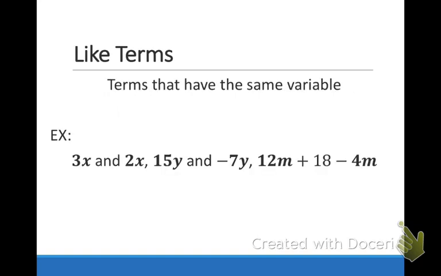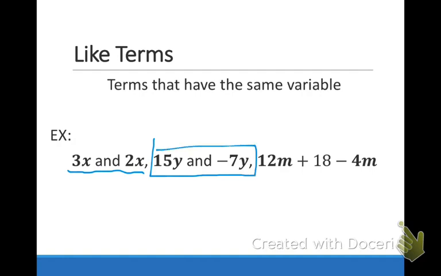We also have the vocabulary word like terms. Like terms are terms that have the same variable. So remember, a term is separated by a plus or minus sign. So when I'm looking at those separated terms, I'm looking for items that have the same variable. For example, 3x and 2x are like terms. 15y and -7y are like terms.